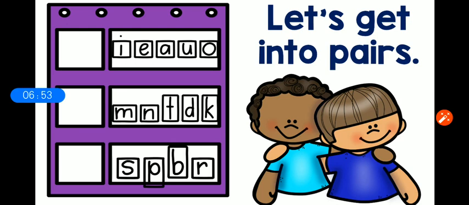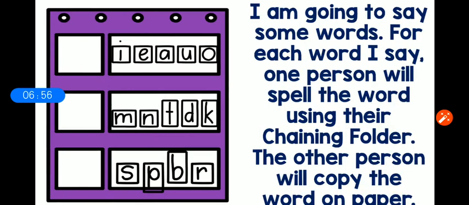Now let's take a look at my board. I'm going to say some words. For each word I say, one person will spell the word using their chaining folder. The other person will copy the word on a paper. Now, this is my board. I have so many letters here. I'm going to say some words and one person will spell it on their chaining folder. As I said, get a piece of paper and pencil. Are you ready? Can we move forward now?